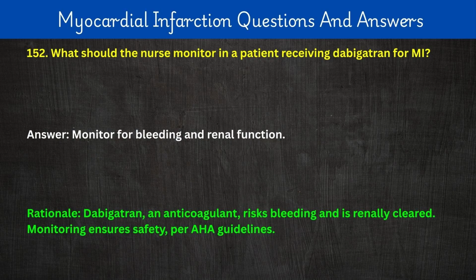152. What should the nurse monitor in a patient receiving dabigatran for MI? Answer: monitor for bleeding and renal function. Rationale: dabigatran, an anticoagulant, risks bleeding and is renally cleared. Monitoring ensures safety, per AHA guidelines.